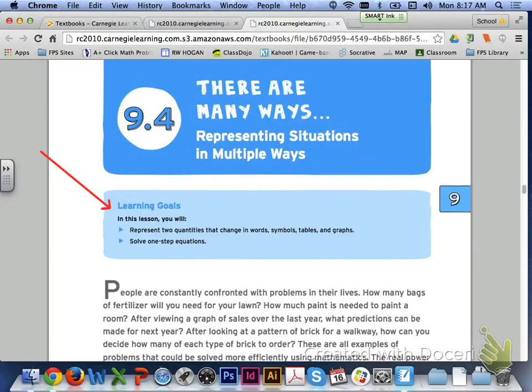Hi class, in lesson 9.4 we will be representing situations in multiple ways. Learning targets for today, we will be representing two quantities that change in words, symbols, tables, and graphs, and solving one-step equations.